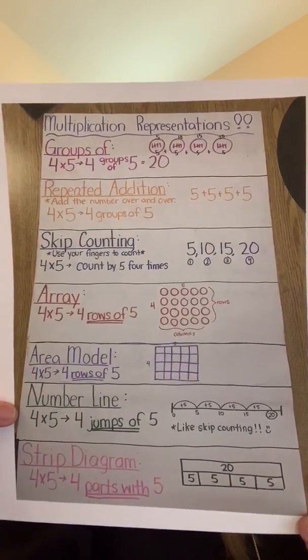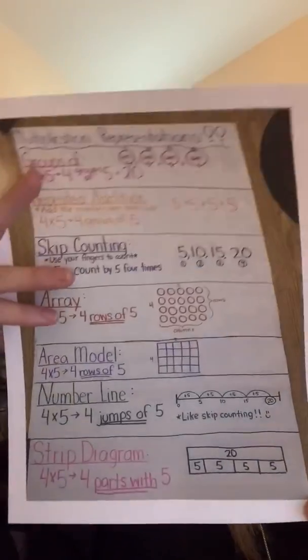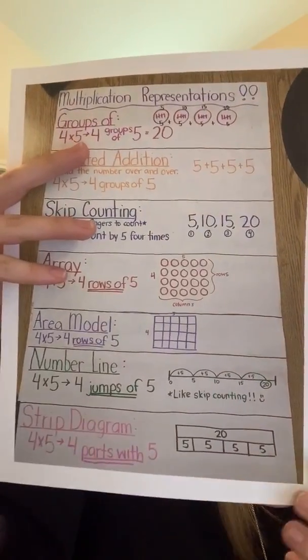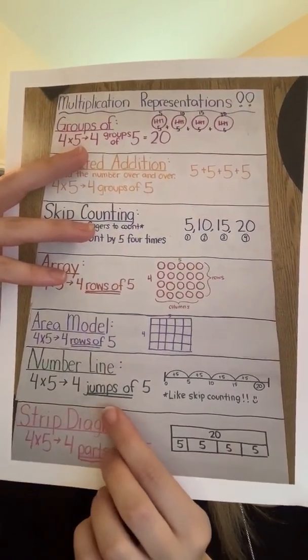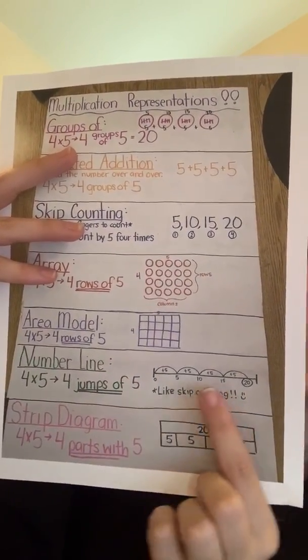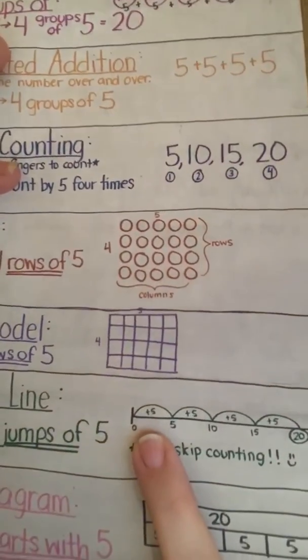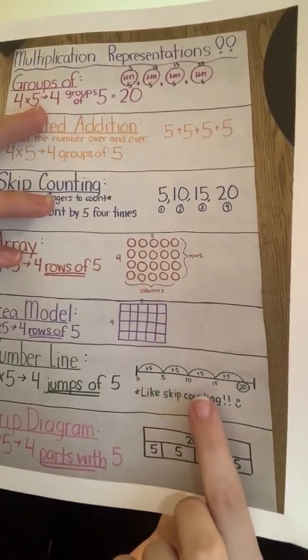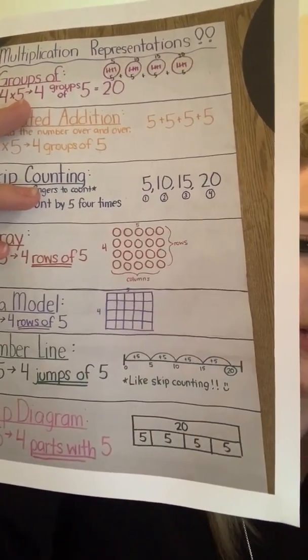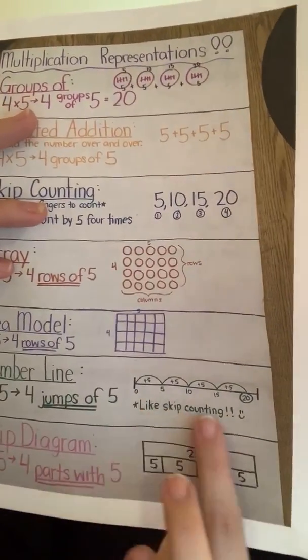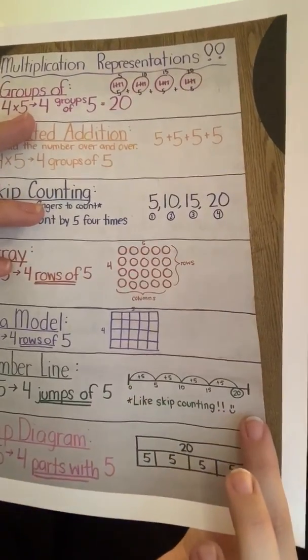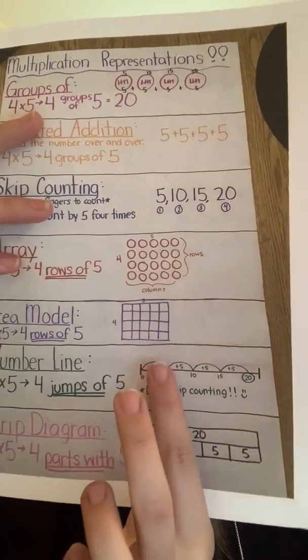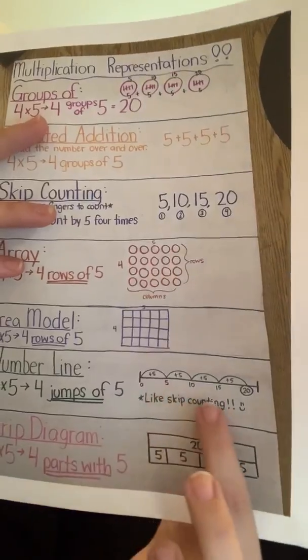On our number line, which was the most difficult one that we did, that X stands for jumps of. 4 jumps of 5. So we do our 4 jumps. Remember, you got to put 5 inside of each jump, right? So we have 5, 10, 15, 20. It's just like skip counting. And in fact, at the bottom of the number line, you include those skip counting numbers. So you start at your 0, and every time you touch the number line, you skip count.